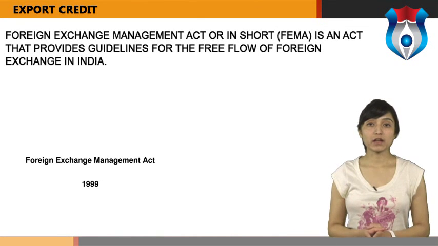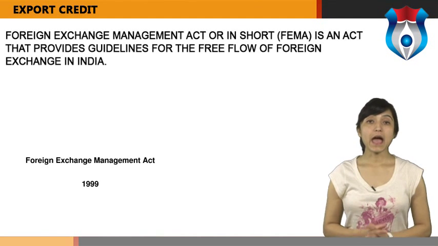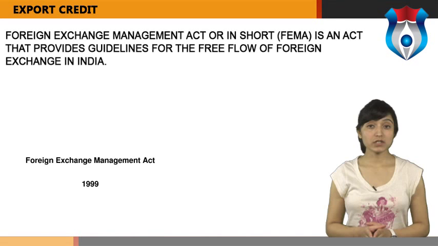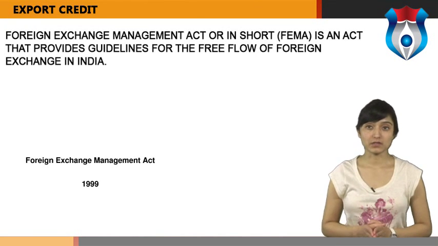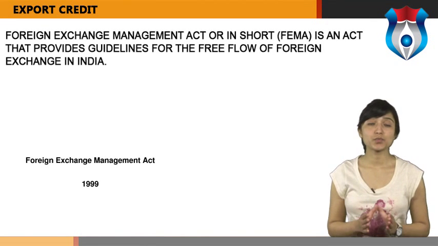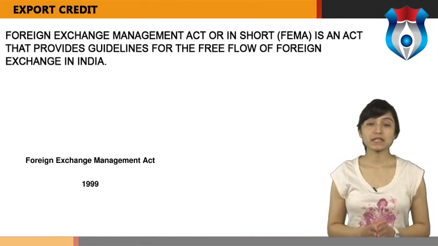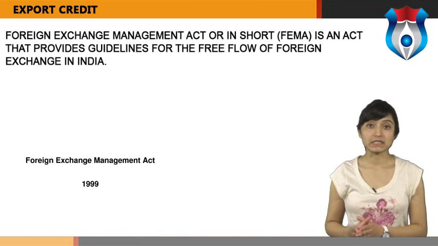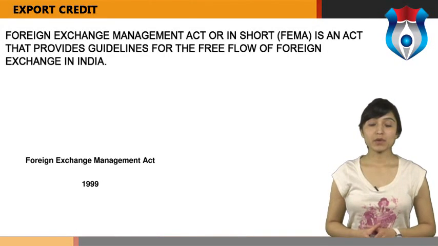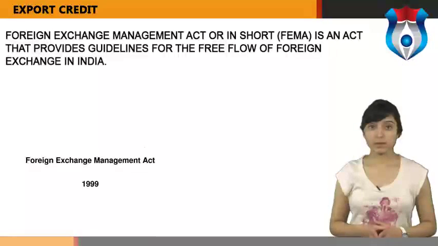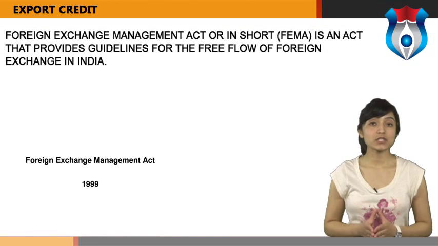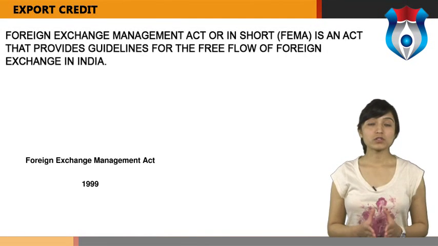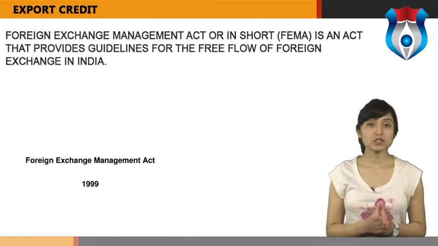The main objective behind the Foreign Exchange Management Act 1999 is to consolidate and amend the law relating to foreign exchange with the objective of facilitating external trade and payments. It was also formulated to promote the orderly development and maintenance of foreign exchange market in India. FEMA is applicable to all parts of India. The Act is also applicable to all branches, offices and agencies outside India owned or controlled by a person who is a resident of India.